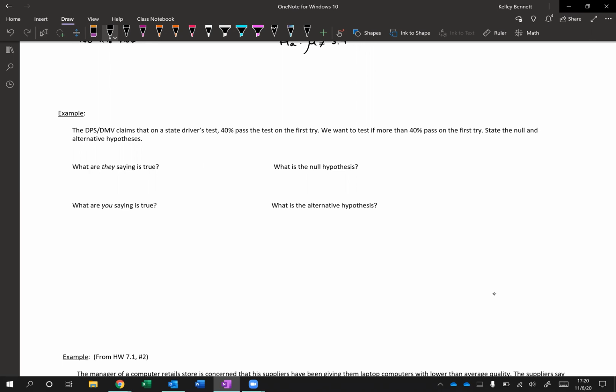So remember that when we see blank out of blank, right? Successes over trials, that's going to be proportions. If we see a percentage, that's going to be proportions. So what they're saying is that the proportion of people who pass is 40%, right? We know that we can always convert a percent into a decimal. And we're saying it's higher.